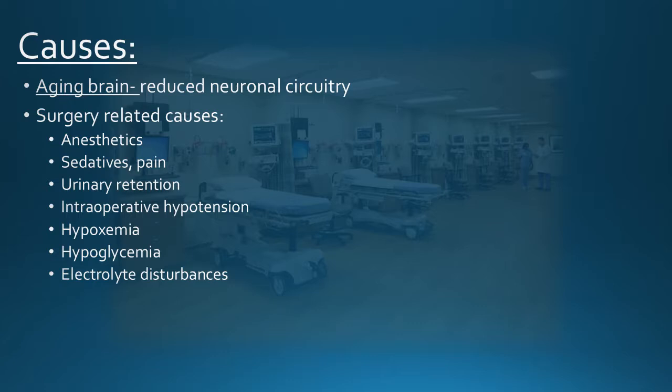Causes can be pre-existing, as in the patient arrives to the OR already hypoxic or in severe pain. We will talk more about these risk factors in the next slide. Causes also occur as a result of surgery or anesthesia. This can include pain-induced delirium caused by unrecognized urinary retention. This is common due to increased residual bladder volume after anesthesia.